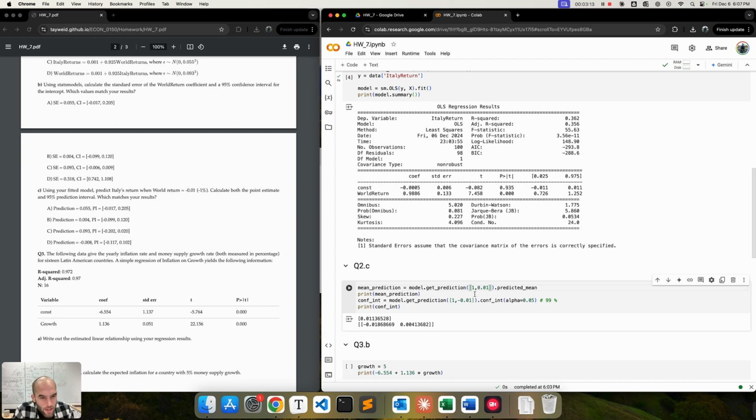But I'm just going to run this as a positive, so it'll give us a different prediction value. And then we have it predict the mean. So this is our mean prediction, the predicted mean. This is just some code for that.